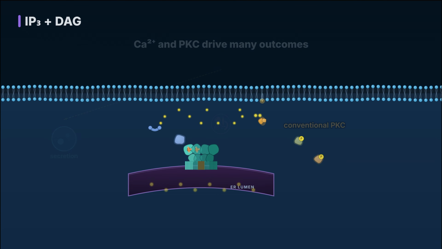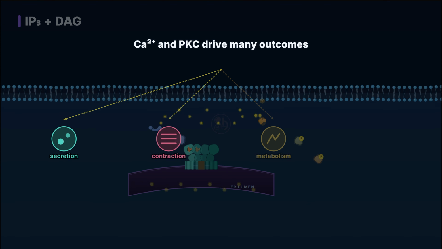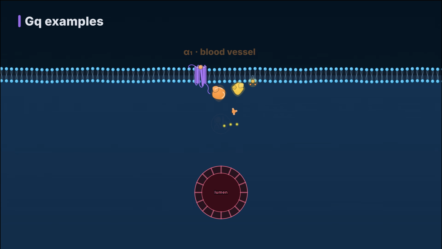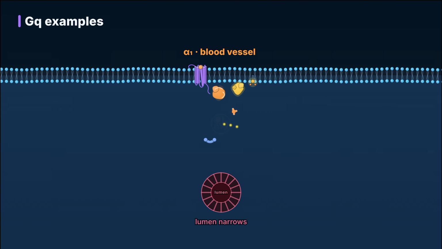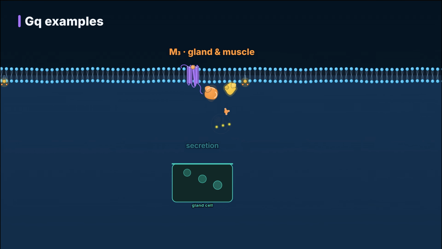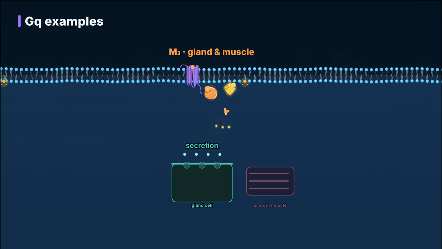GQ signaling can therefore change secretion, contraction, metabolism, and gene expression. Alpha-1 adrenergic receptors commonly use GQ in vascular smooth muscle, where increased calcium supports contraction. M3 muscarinic receptors use GQ in glands and smooth muscle to produce cell-specific secretory or contractile responses.